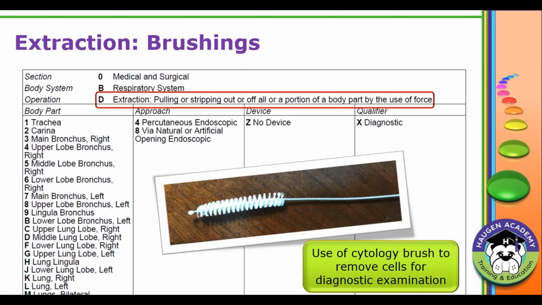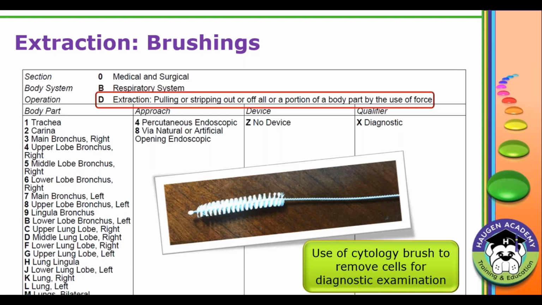To me, it looks like a kind of a mascara brush. When they do brushings, they advance this tiny brush, and it's kind of a swab that they do inside of the bronchi to collect some of the cells. And this codes as extraction. We're actually getting some cells, but we're not cutting anything out.